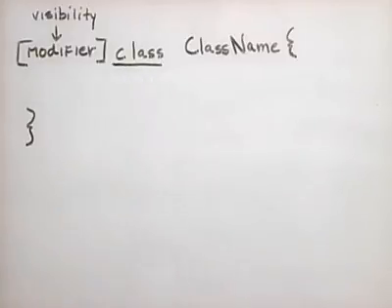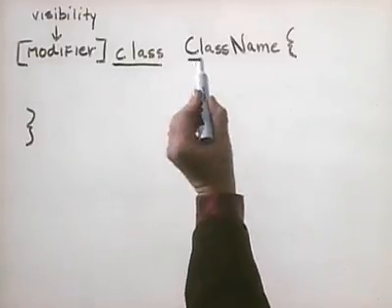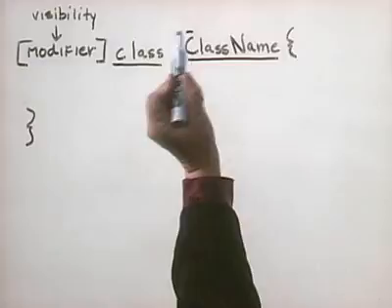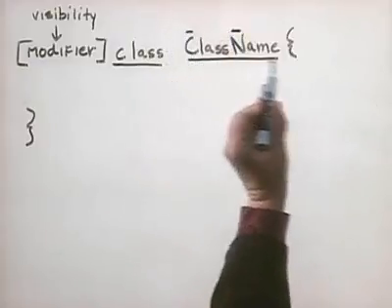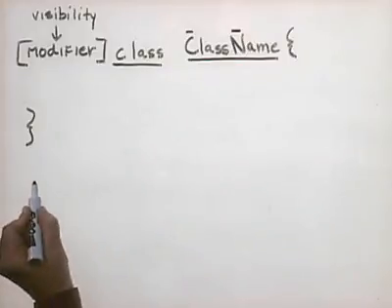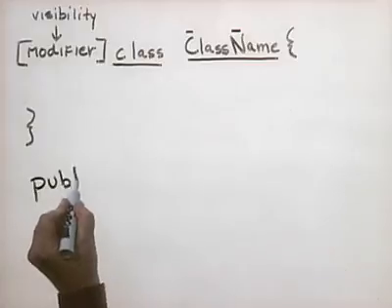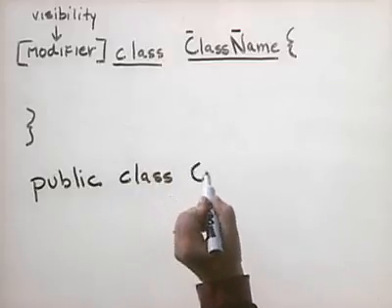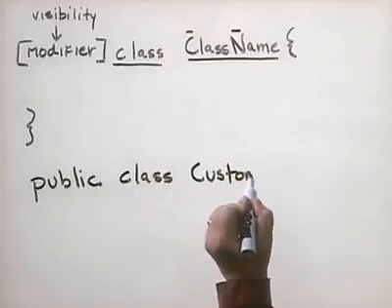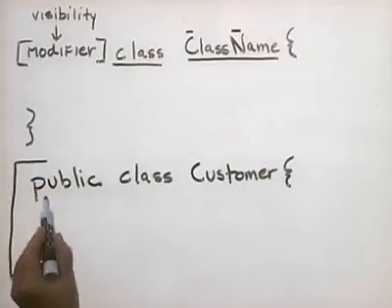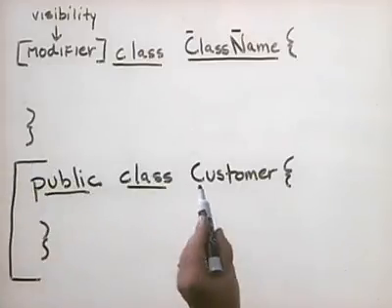Notice lowercase for that keyword, and then your class name really can be any descriptive name for your class. Notice it is Pascal cased, which means the first letter of every word in your name is uppercased. Here's an example. This example is a public class, and the name of that class is customer.